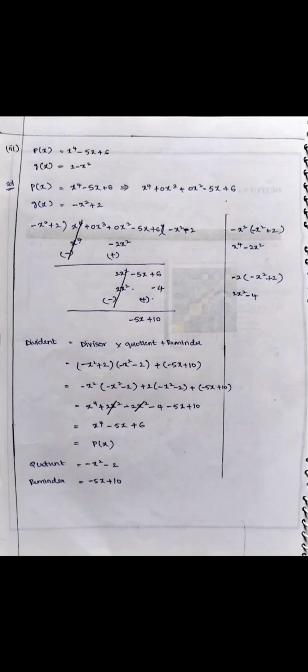Here down we have minus 2x square, but while we are subtracting, the signs will change, so it will be plus 2x square. So the remaining terms are brought down. So 2x square minus 5x plus 6. So if we divide the first term in the remainder, 2x square, by minus x square, we'll get minus 2. That minus 2 we are again multiplying with the divisor, that is minus x square plus 2, on the right hand side.